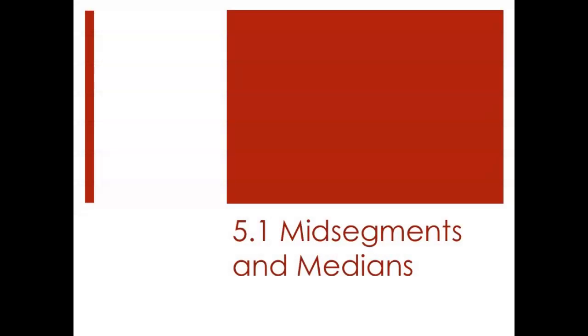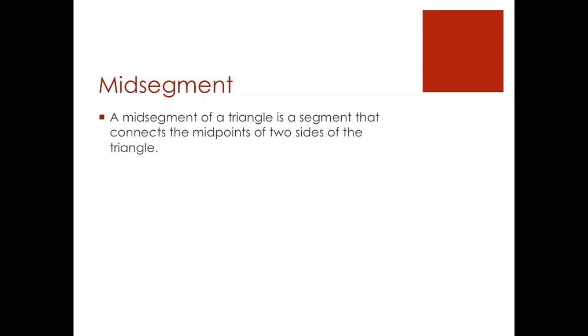Today we're going to be talking about triangles and midsegments and medians. Let's start with a midsegment. What is a midsegment? A midsegment of a triangle is a segment that connects the midpoints of two sides of the triangle. Now every triangle has three midsegments.